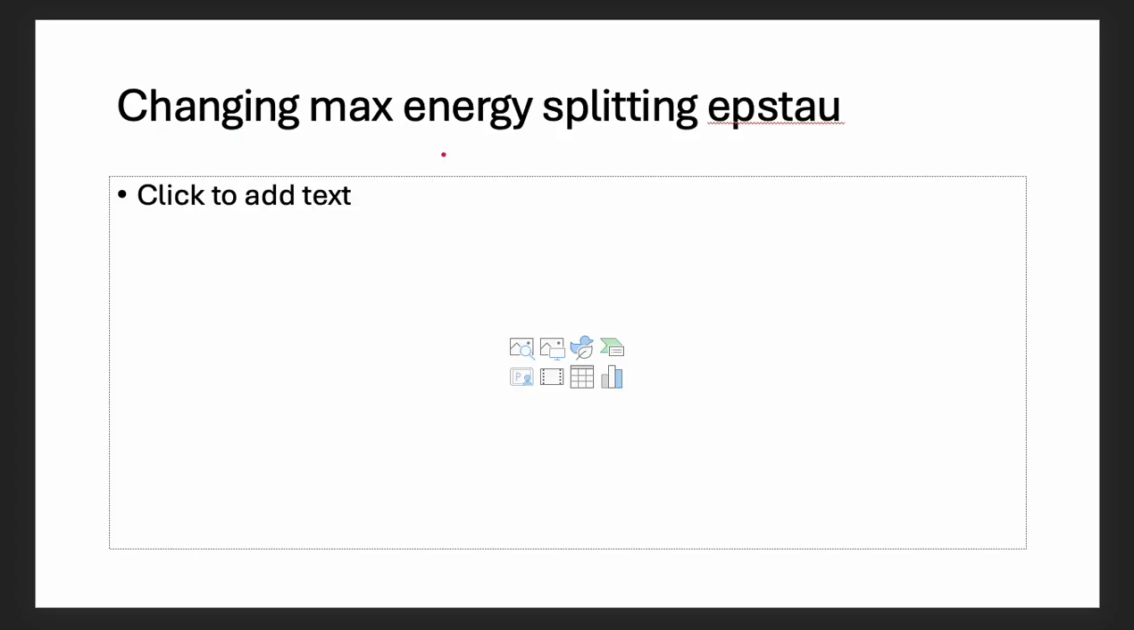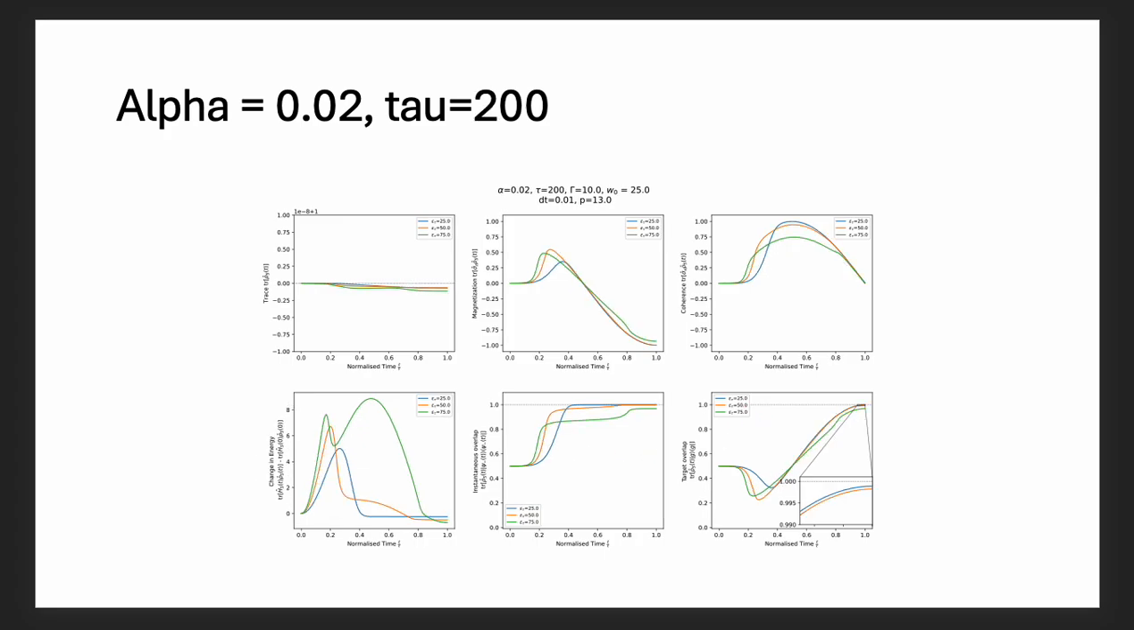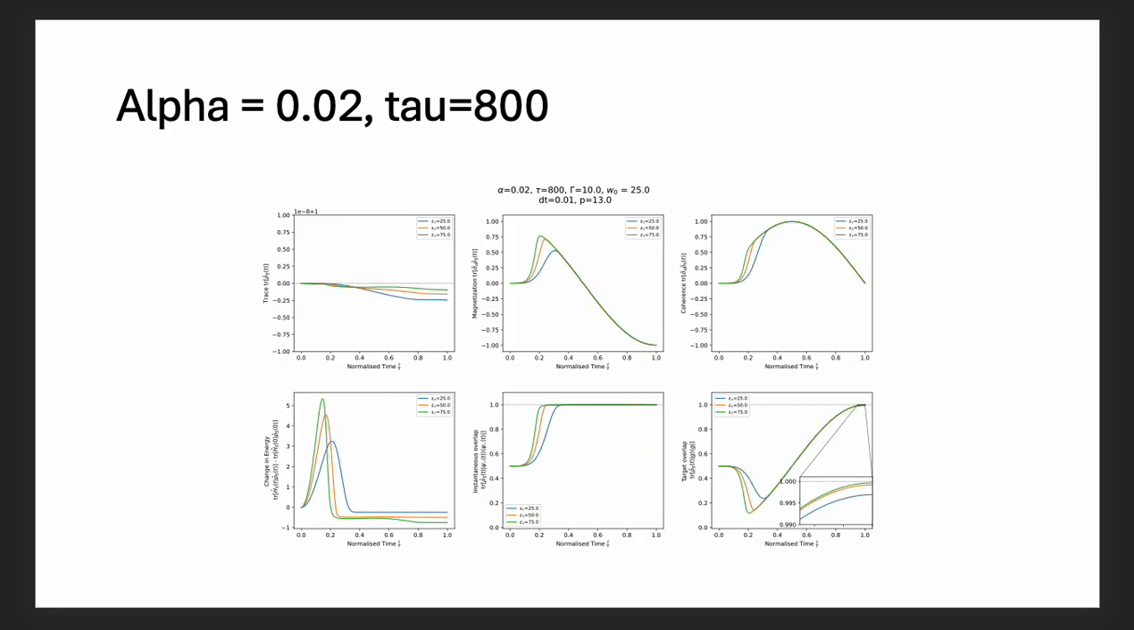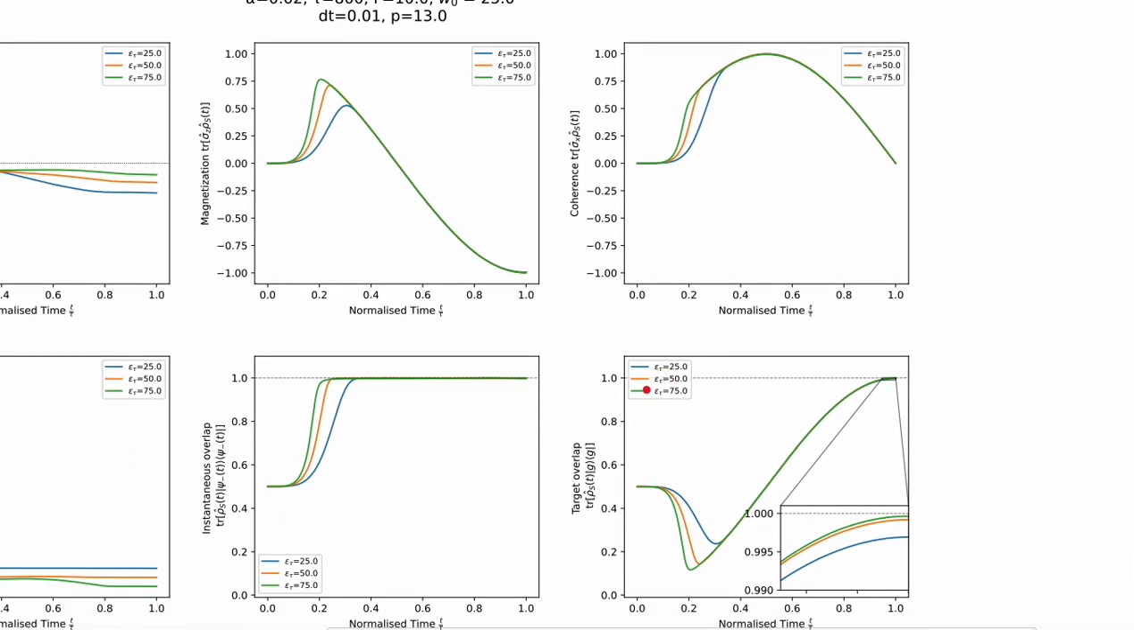Alright, so now I fix alpha and tau and change the maximum energy splitting. So here we start off with weak coupling, and then we'll cycle through the different tau values, and then in the plots we show the different energy splittings. So for longer protocol times, which is what we have here, larger energy splittings are better.